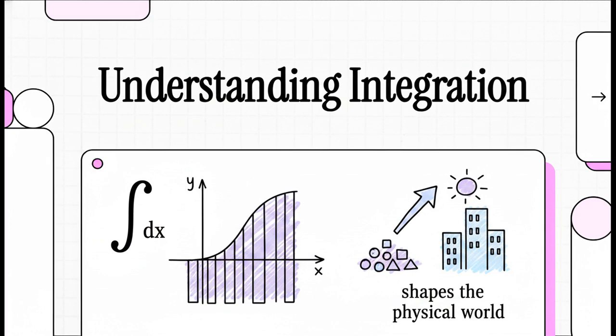You know that giant, daunting, squiggly line on the chalkboard? It's actually the secret code to how the entire universe accumulates stuff. By the time we're done here today, you aren't just going to understand the math. You're going to see how it literally shapes the physical world around us, from the water flowing in your pipes to the rockets launching into space. So let's jump right in.